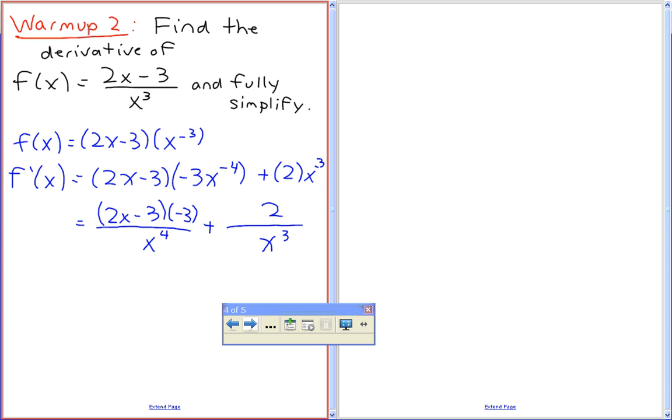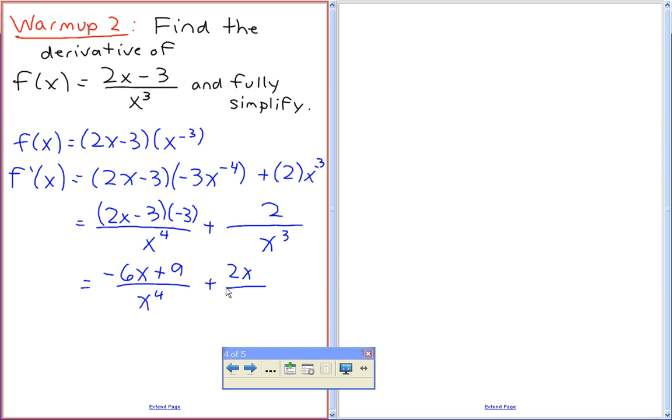Can you not do it without... Oh, that? It's like I cancel into x. Okay, how do I add these two together? Yeah, so I'm going to change this, then I'm going to FOIL this out. I'm going to call that negative 6x plus 9 over x to the 4th plus 2x over x to the 4th. I just did that step before.